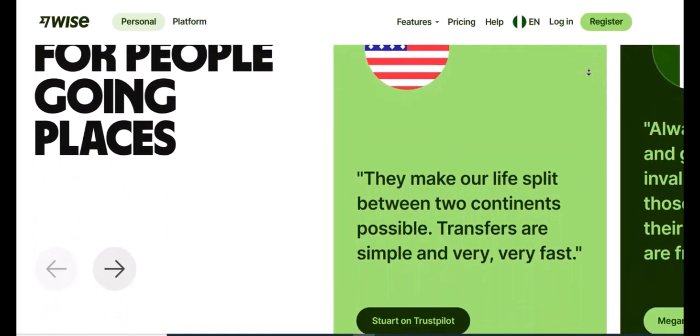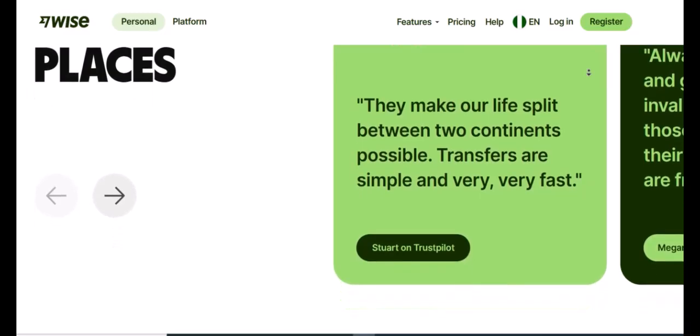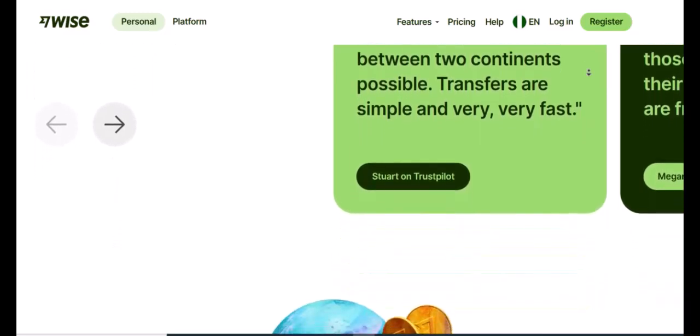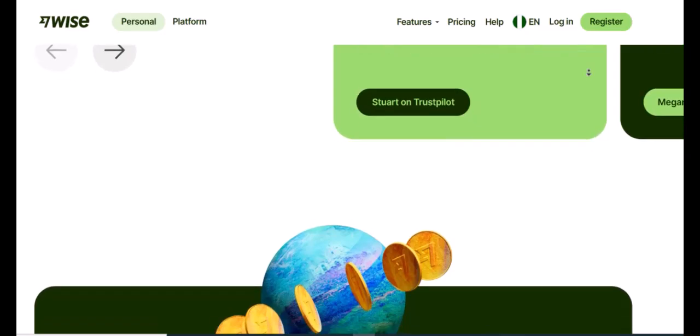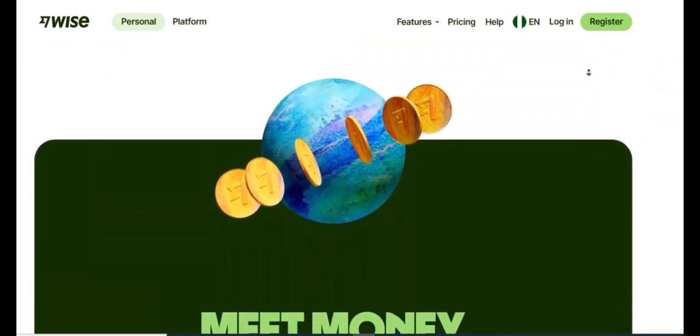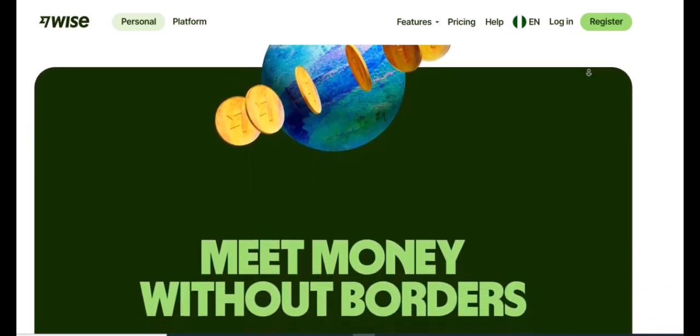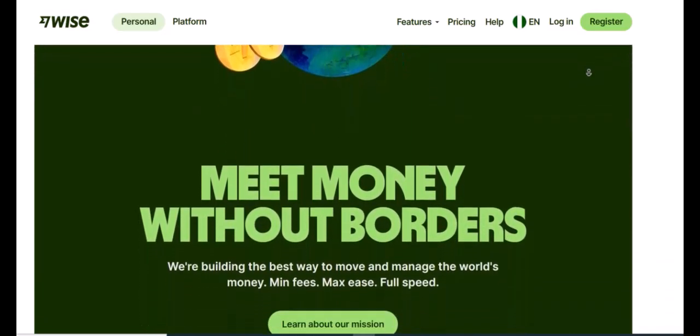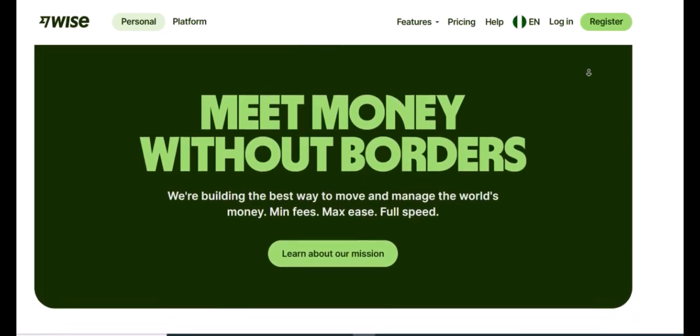Instead, the account number you'll use depends entirely on the currency you're dealing with and the country's banking system associated with that currency. This is a fundamental aspect of how Wise operates as a multi-currency account provider. Let's break down why this is the case and what different account numbers you might encounter with Wise.